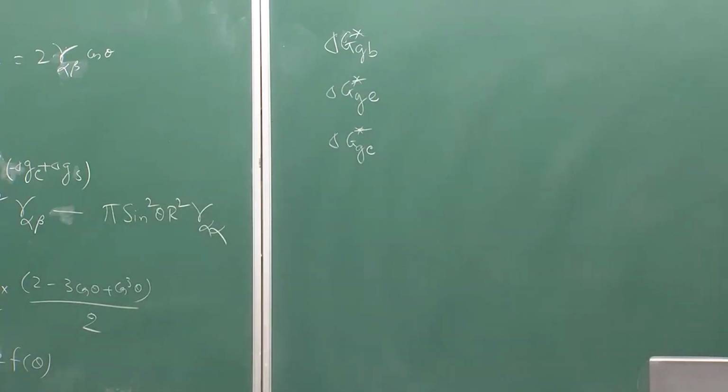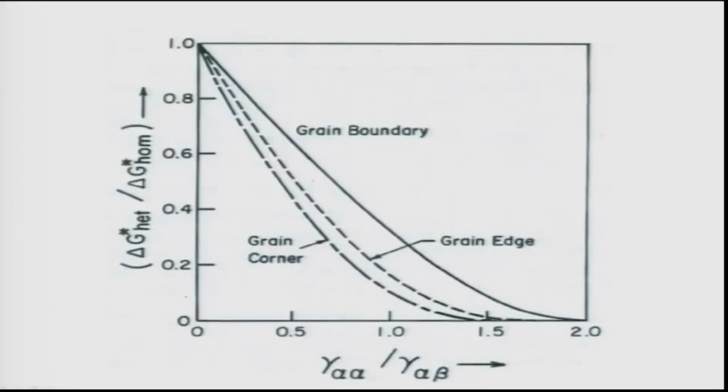And then what happens, you plot it, it will look like this. As you see here, this is heterogeneous nucleation compared to delta G star homogeneous for these 3 situations: grain boundary, grain edge and grain corner. So as you clearly see, grain corners are the easiest nucleation sites.